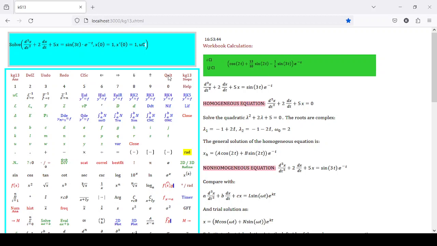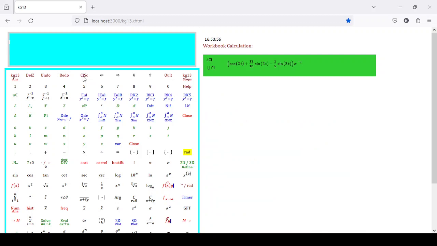We won't quit. If we quit, then everything will be erased, including what's inside the memory. So it's just a matter of clearing the screen. Okay, we are ready to do that. So we are ready now to plot this.